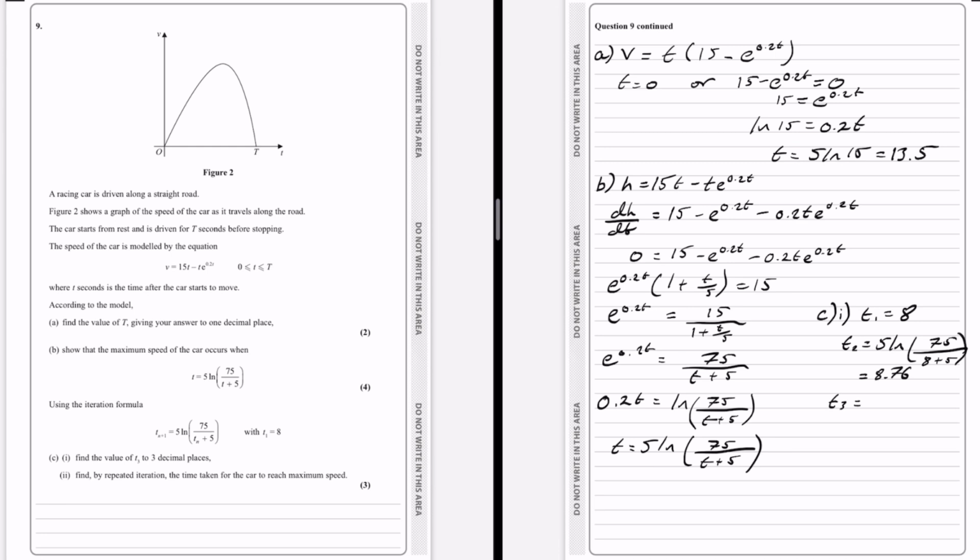And then hit execute again. It saves you having to retype the formula, and we can get t3, which comes out as 8.478. And then you can hit it lots and lots of times to carry out the repeating formula, and you'll see that it tends to 8.55. So the answer to part 2 will be 8.55.